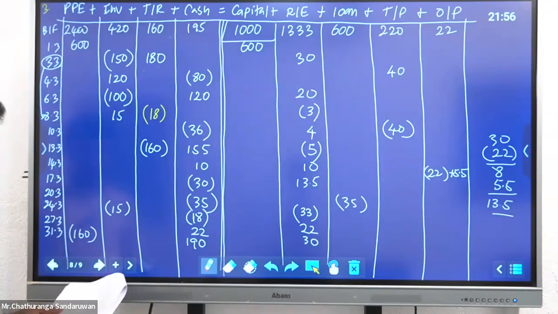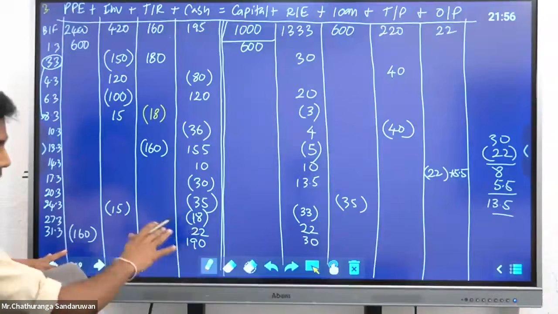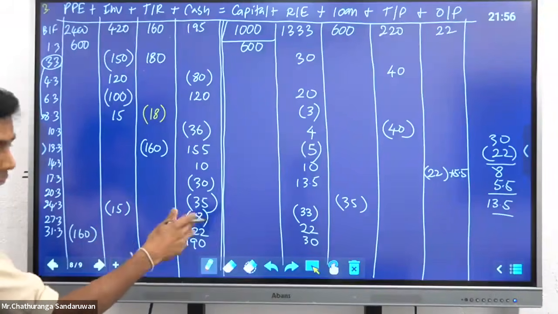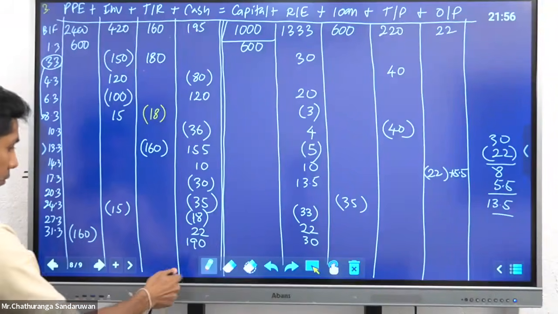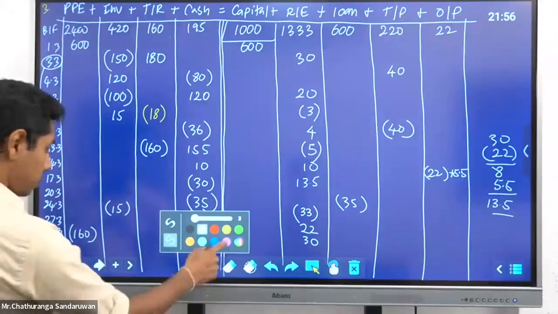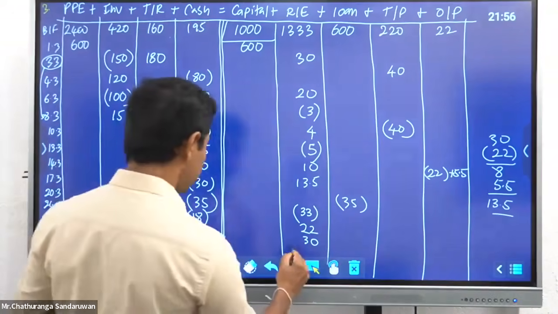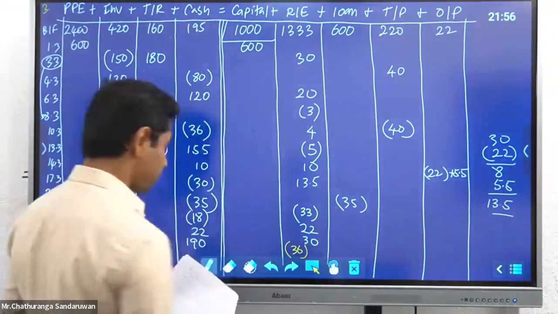So 36 should be, shall I use the same screen, Lama? Because otherwise I have to write it once again, right? It will take much time. Therefore, shall I use a different color to demarcate it?